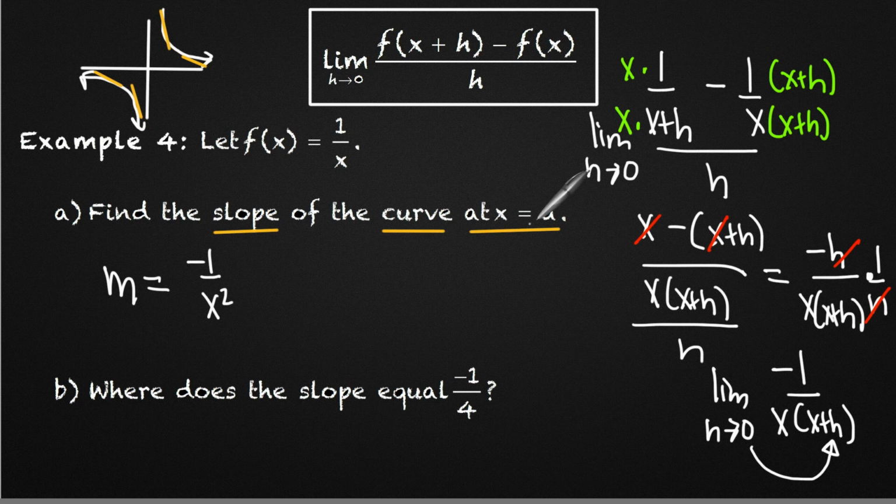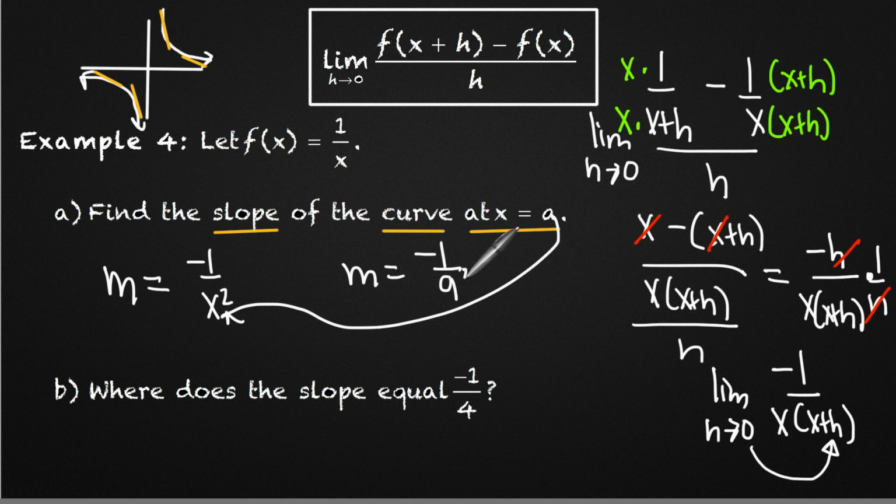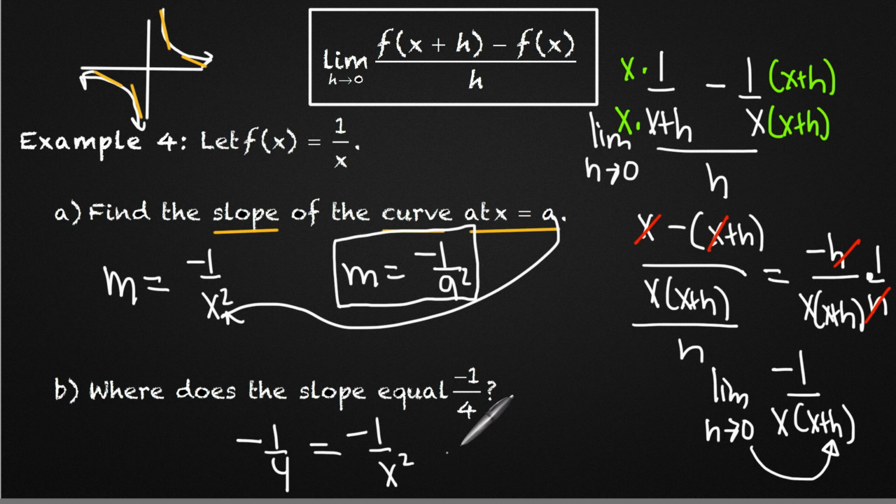Okay? So it says plug in a, and we did that, so the slope is going to be negative 1 over a squared. And that's as far as you can go with this problem. Now it says, where does the slope equal negative 1/4? So if this is our slope, all we need to do is plug in negative 1/4 in for our slope, and we need to figure out what x value gives us that, or x values.